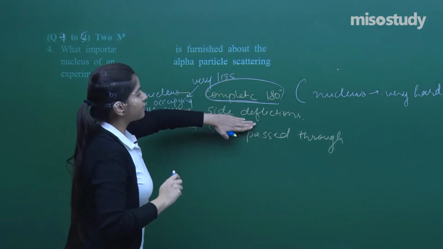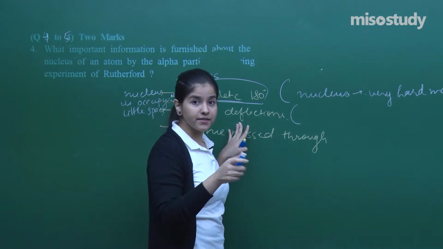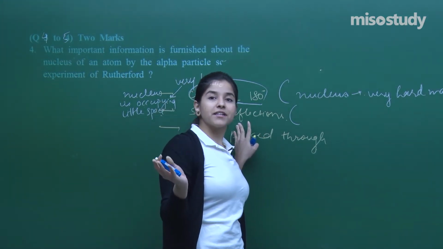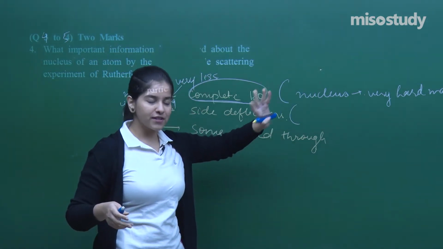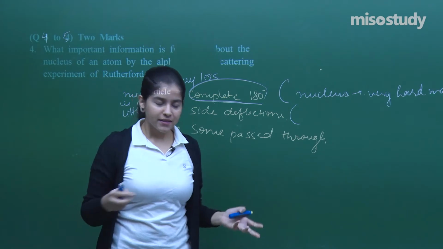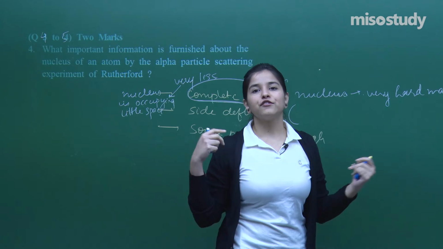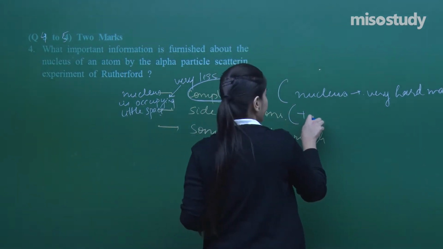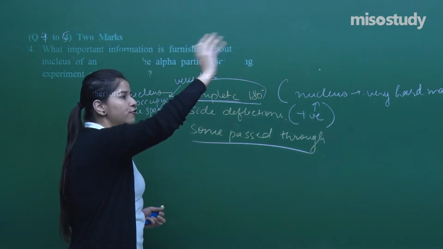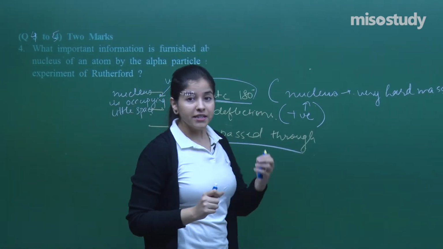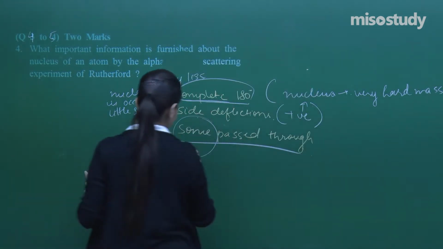Side deflections again gave an idea that there is some hard substance. Also, since the alpha particles are positively charged and the nucleus is also positively charged, he inferred that the nucleus must have particles which are positively charged, which repel the alpha particles back. So from here he got a positive nucleus. Some passed through the foil, which means he got to know that the rest of the atom is very large.